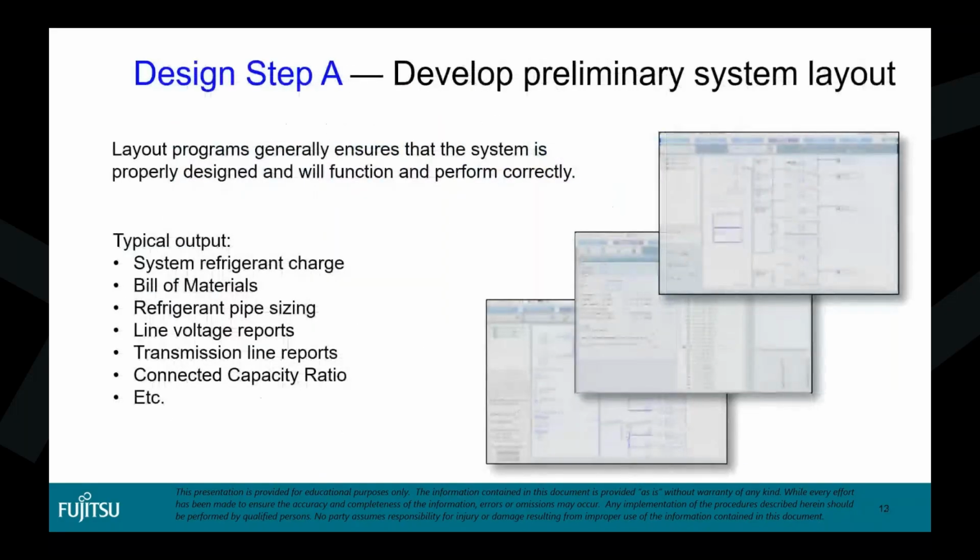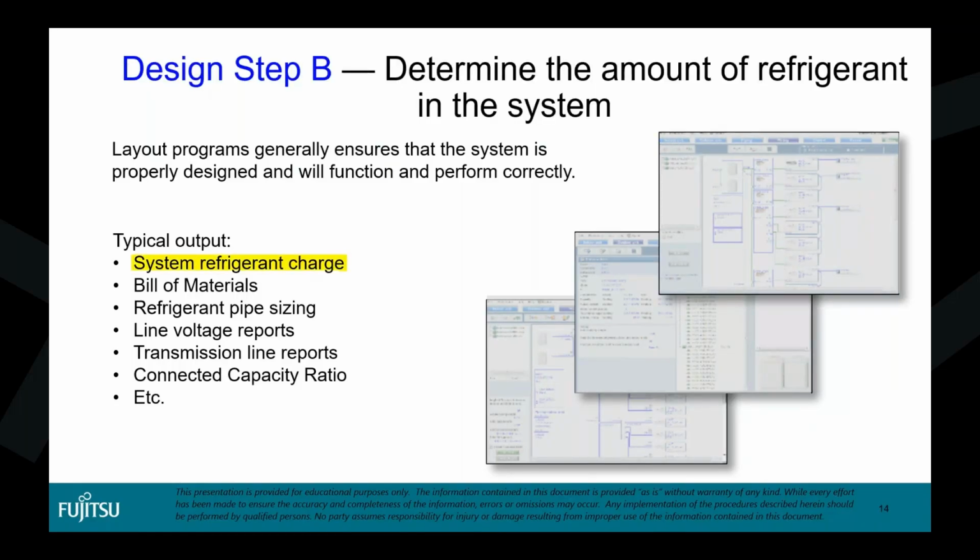So to do a design layout, if it's a VRF, I would use design software. Fujitsu's is called Design Simulator, really user-friendly, and you get a lot of output. You put in the layout, you lay out your system, and then you get the charge, bill of materials, pipe sizing, your capacity ratios, all that information is shown. And then you can just look in that output and see the refrigerant charge. That's very important for the discussion we're having today: how many pounds of refrigerant are in that system.